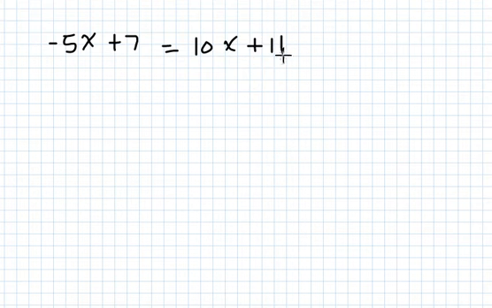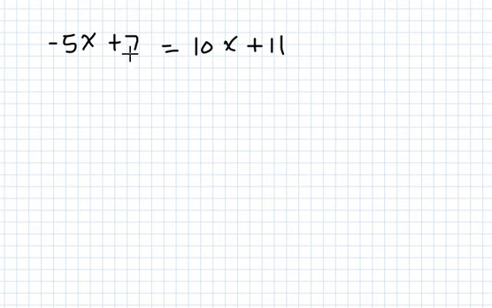So we have negative 5x plus 7 is equal to 10x plus 11. What I want to do is get the x's over to one side and all our constants over to the other side of the equal sign.